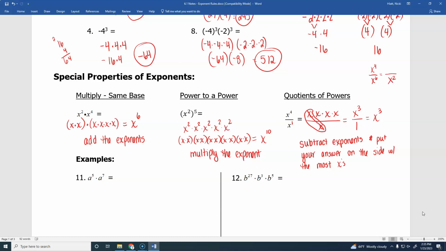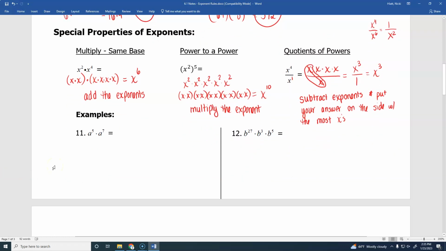And when you have something like that on the bottom, it's important. You have to put the 1 on top. Putting a 1 on the bottom is not required because x to the 3rd divided by 1 is x to the 3rd. But if the leftover x's are on the bottom, you have to have that 1 on top. Okay, so let's do some examples with these.